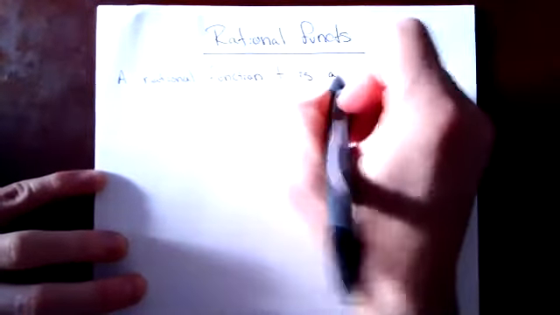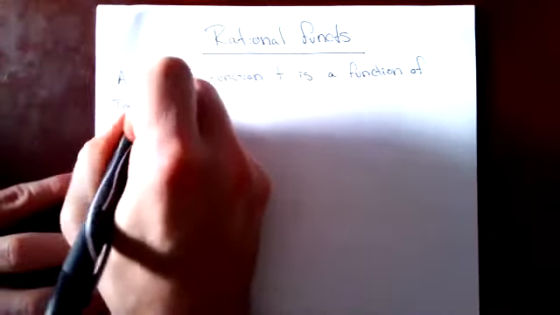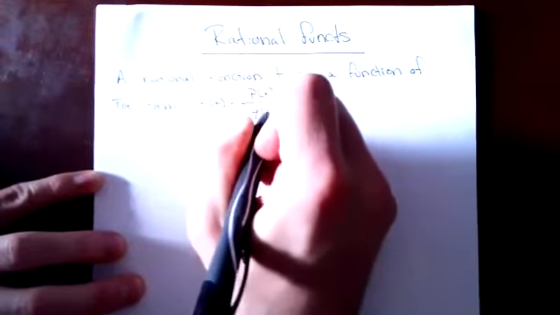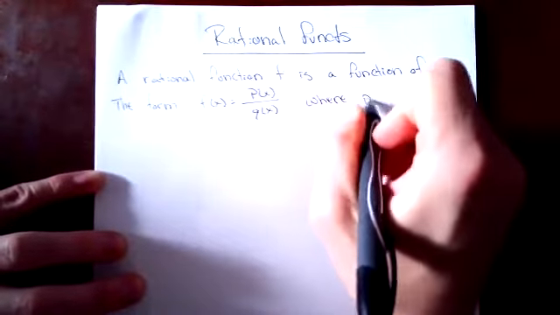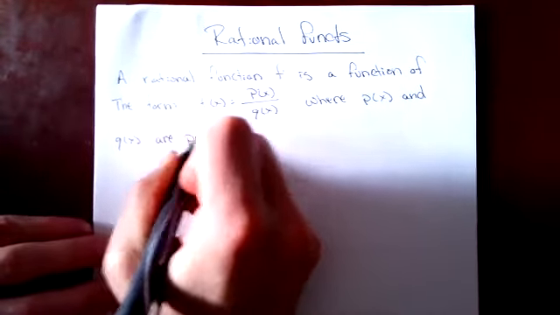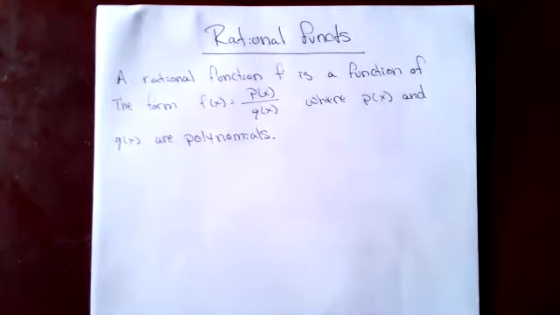A rational function f is a function of the form f of x equals p of x over q of x, where p of x and q of x are polynomials. And that's really all there is to the definition. Let's try to get to a couple of examples.